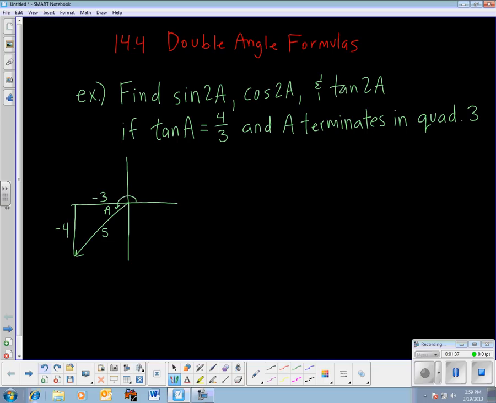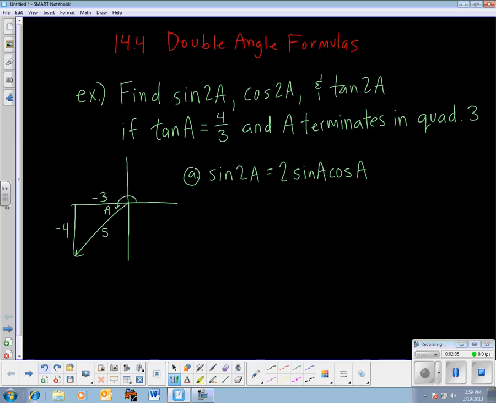So let's start with sine 2A. Let's call this part A, finding sine. Sine 2A's formula is sine 2A equals 2 sine A cosine A. Now, this is going to be given. You're going to have this big list of trig identities, so it's not something you have to memorize. It's just something you have to use.